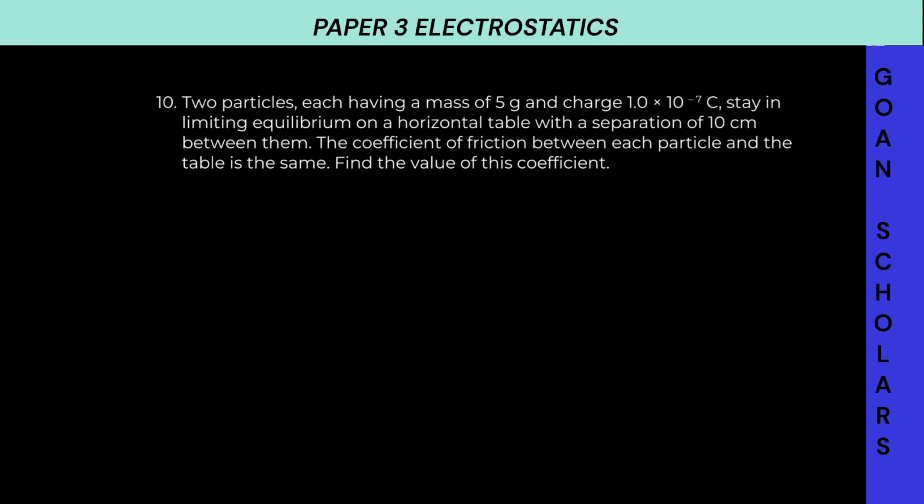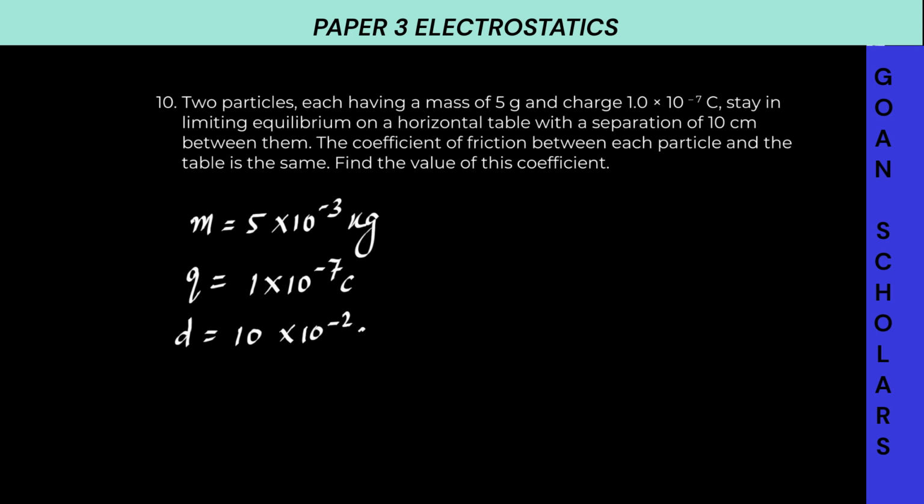Question 10 says, two particles each having a mass of 5 gram and a charge of 1 into 10 to the power minus 7. So let's write here, each particle has a mass of 5 grams. I am converting here so that later we will not forget it. And the charge Q is 1 into 10 to the power minus 7 coulomb, stays in limiting equilibrium on a horizontal table with a separation of 10 centimeters, so 10 into 10 to the power minus 2 meters between them. The coefficient of friction between each particle and the table is the same. Find the value of coefficient of friction.